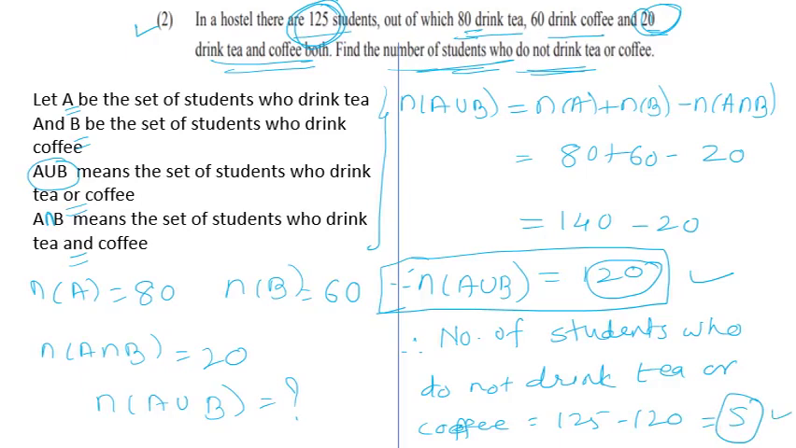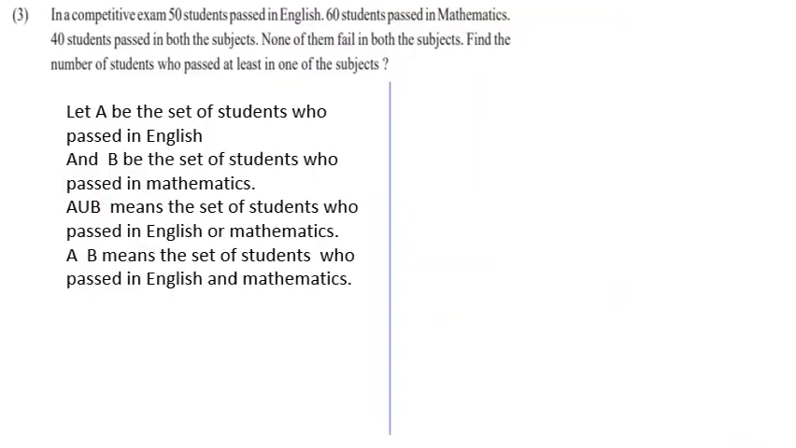Understood? See now the next third example. Same example as the second. Simple example. Again based on the same formula. See, in competitive exam, 50 students pass in English, 60 students pass in mathematics, 40 students pass in both the subjects. None of them fail in both the subjects. Find the number of students who pass at least one of the subjects.